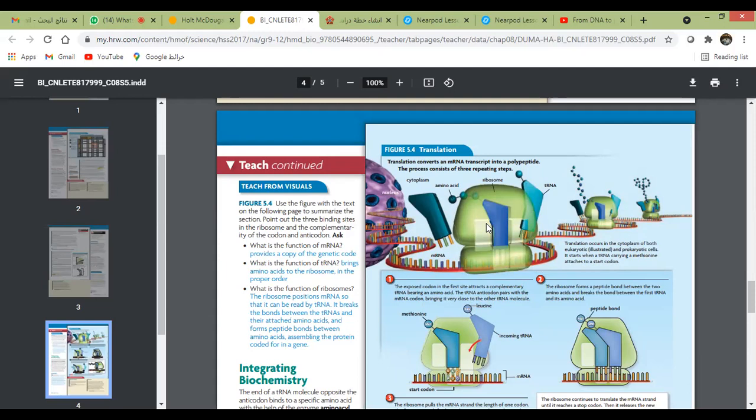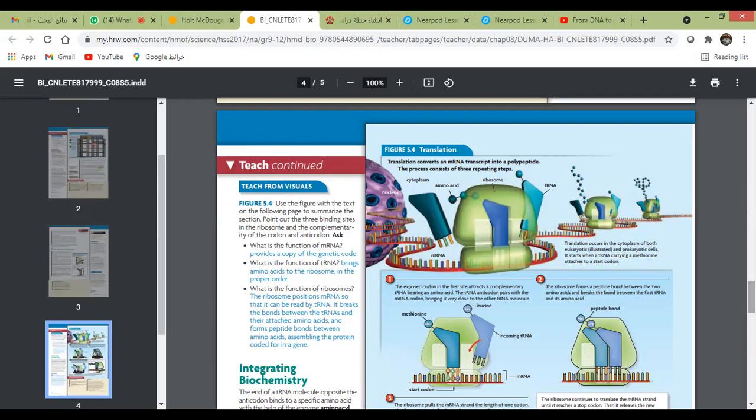When this finishes, it will leave, and another one will come to stand, each one carrying the wanted amino acid. It occurs in the cytoplasm of both eukaryotic and prokaryotic cells. The translation happens in prokaryotic and eukaryotic cells in the cytoplasm. When it starts, I must have a tRNA carrying methionine that attaches to a start codon. We said we start with methionine.